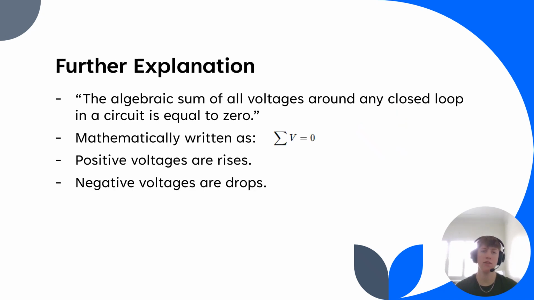Kirchhoff's voltage law states that the algebraic sum of all voltages around a closed loop is equal to zero, which means if you start at one point in a loop and move all the way around, adding voltage rises and subtracting voltage drops, by the time you return to the starting point, the total will be zero, which is mathematically written as the sum of all voltages equals zero. Positive voltages represent rises like a battery, and negative voltages represent drops like resistors or loads.